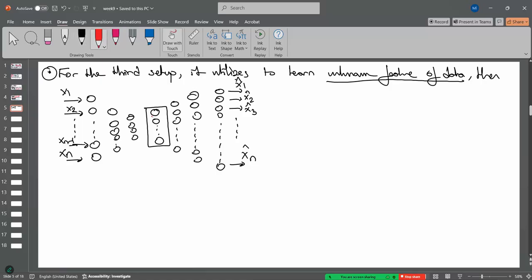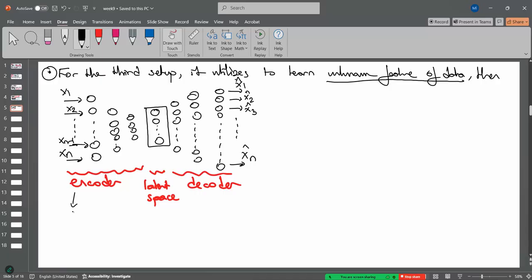In the literature, this part is encoding, or encoder, and this part is decoder. Okay. And this part is the latent space. The encoder, this is encoding the input to the lower dimension.